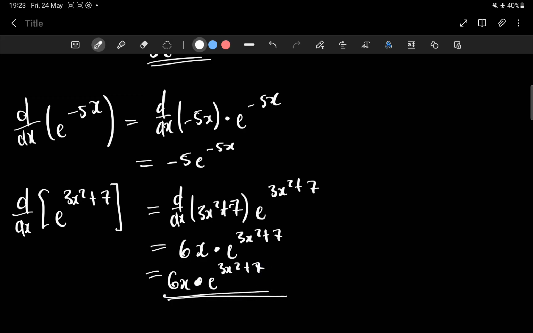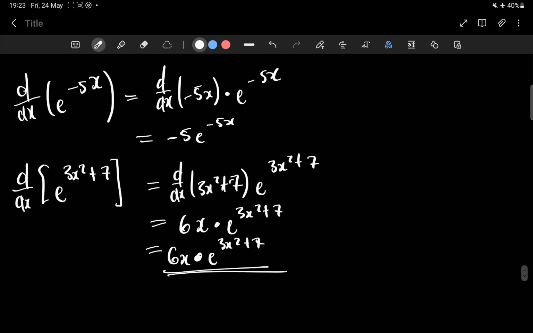This times is a dot right at the center, it just means times. Now you are done. And that's it for exponential. We'll see more about it as we go along.